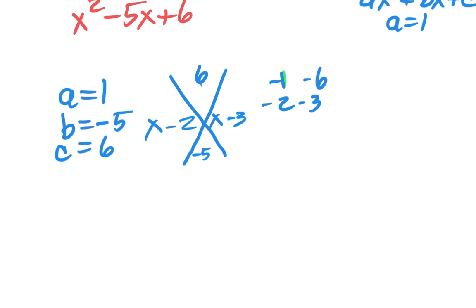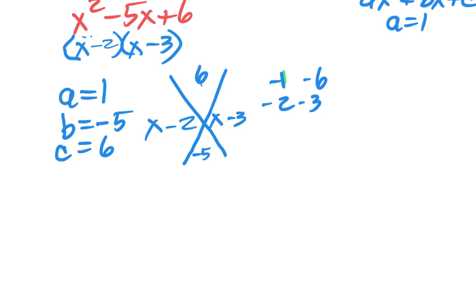So when I come to factor this, I have x minus 2 times x minus 3. If we multiply those out using FOIL method, box method, you will end up with x squared minus 5x plus 6. Okay? Does everybody see what we're doing? All right, let's go back.